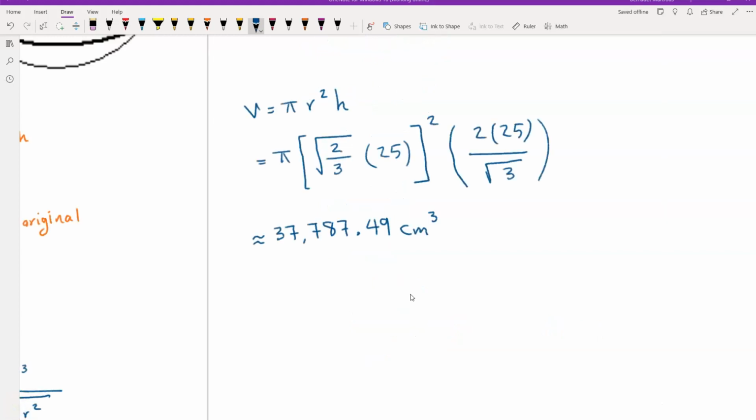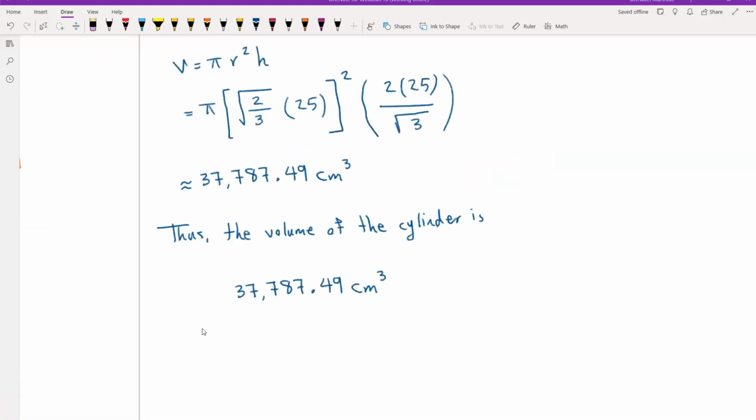Now that we have the radius and height of the cylinder, we can find the volume. So volume is equal to pi r squared times h. So that is pi times, where r was the square root of 2/3 times 25, squared, times h, which was 2 times 25 divided by the square root of 3. So I rounded to 2 decimal places, and the volume is 37,787.49 centimeters cubed. So this is the answer for the volume of the cylinder.